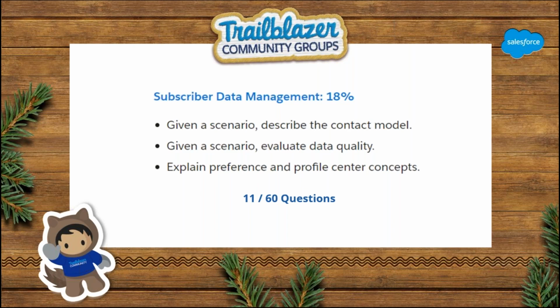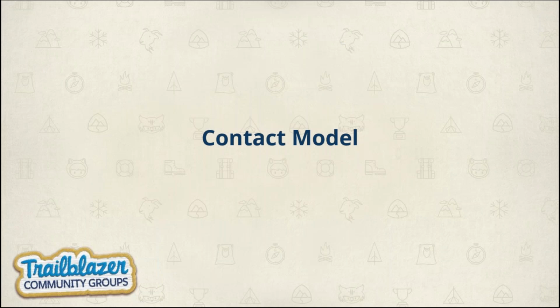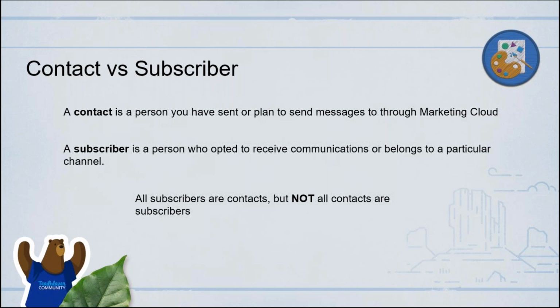Okay, so we'll start with the contact model. First and foremost, in Marketing Cloud, your data model revolves around your customer or the contact. A contact is a person that you would be sending marketing communications to. Now you may come across this term subscriber. A subscriber is someone who has opted in to receive your communication through a particular channel, like email, SMS, or a mobile push.